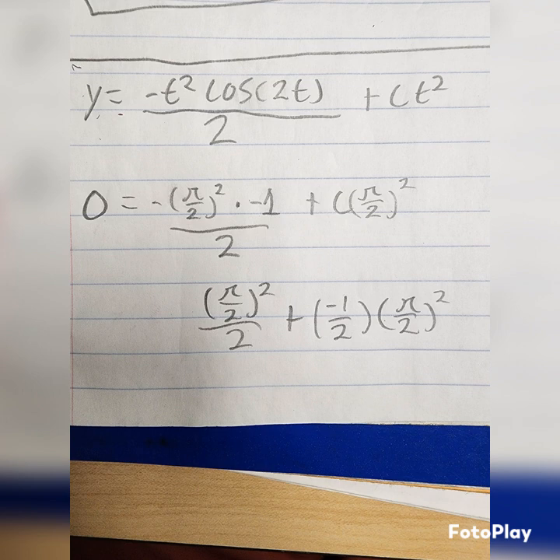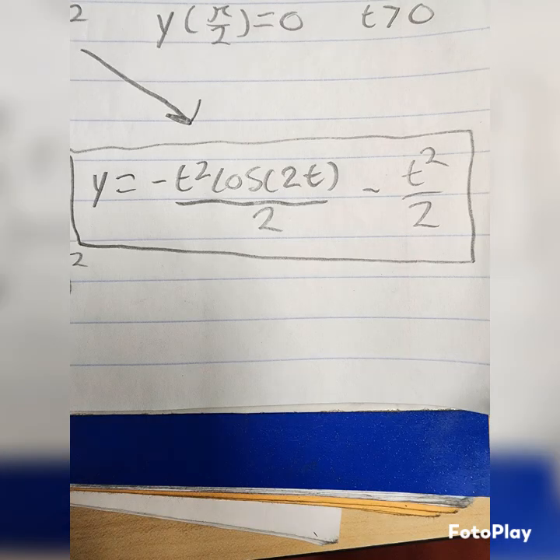And you actually find out that c is equal to negative 1/2, and so you just plug it into your all solutions equation that we found before, and that is your final solution for the initial value problem.